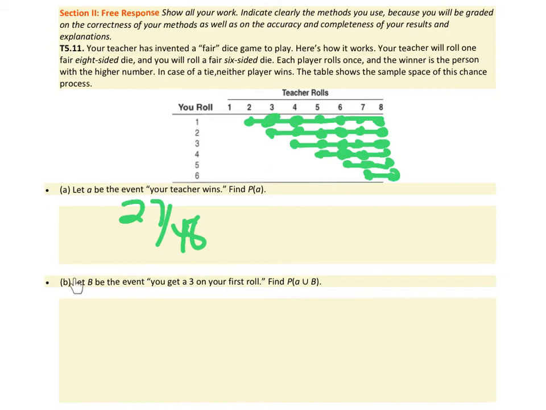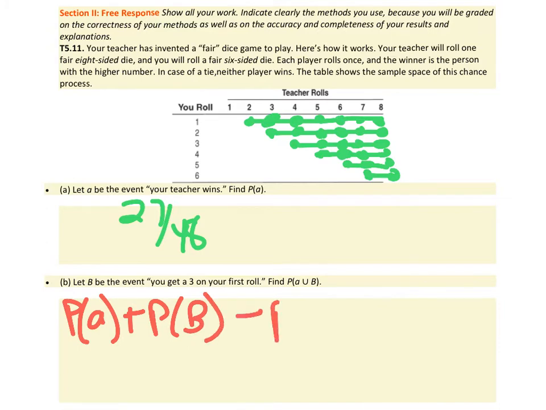Question B. Let B be the event you get a 3 on your first roll. Find the probability of A or B. So let's write this one out in our notation. I'm going to do the probability of A plus the probability of B. And because this is an OR probability, I need to think about if anything needs to be backed out of probability, which would therefore have to be the probability of A and B.